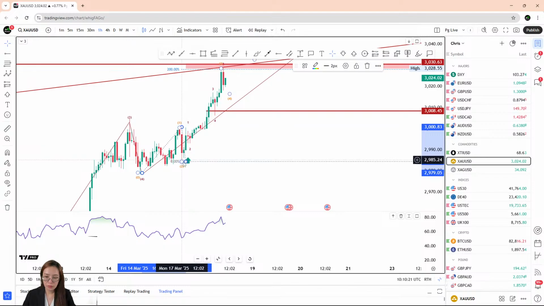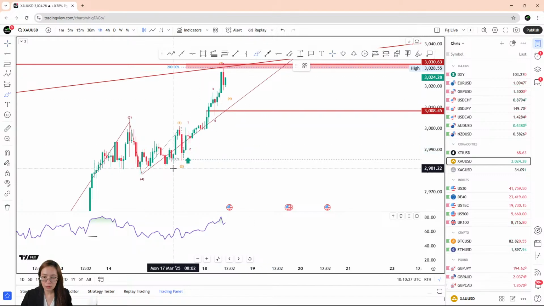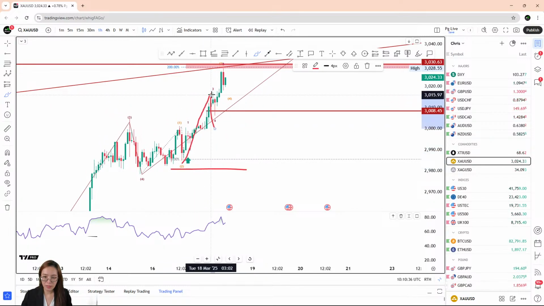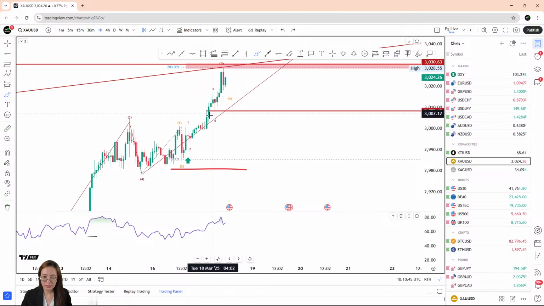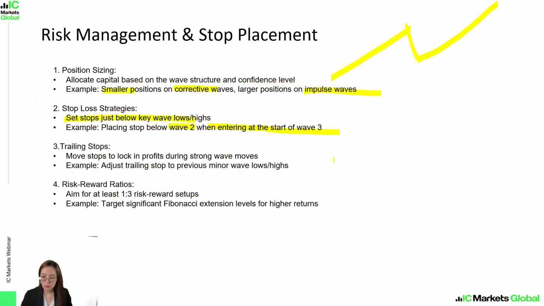For example, wave 2 here, you know that's the wave 2, and then you trade the impulse to go to wave 3. The stop loss needs to be put below wave 2 because you can see that price needs to rise all the way. If it's not a wave 3, it means it's going to hit the stop loss and then fall. So it's going to make a higher high, higher low, right? So you need to place the stop loss below wave 2 when entering at the start of wave 3.